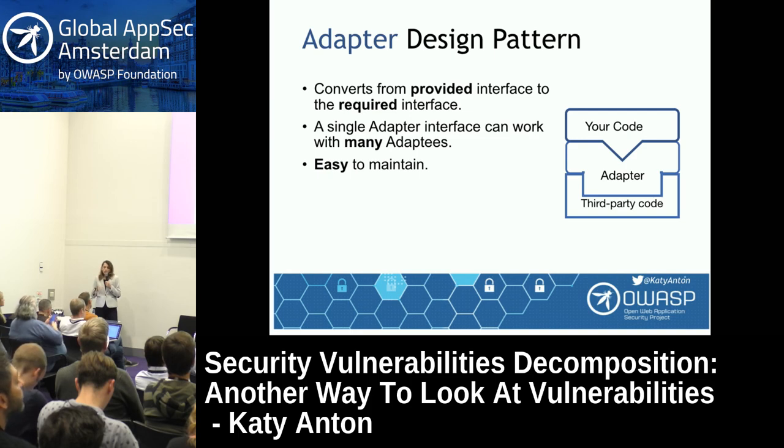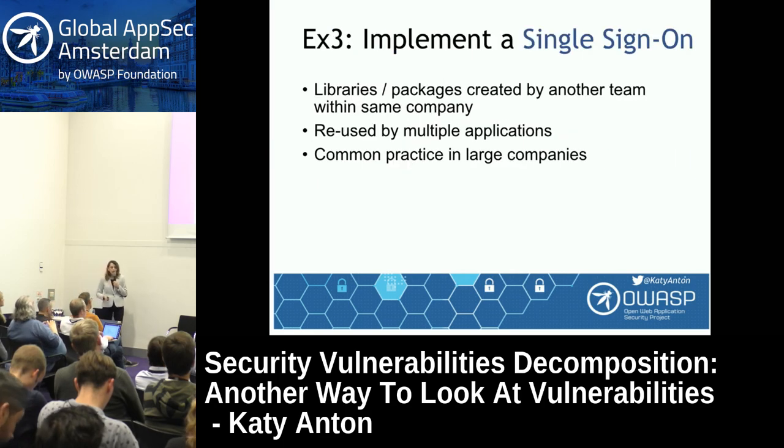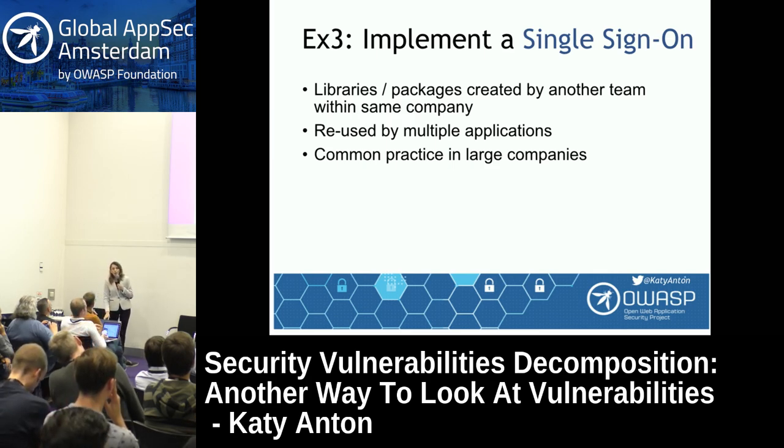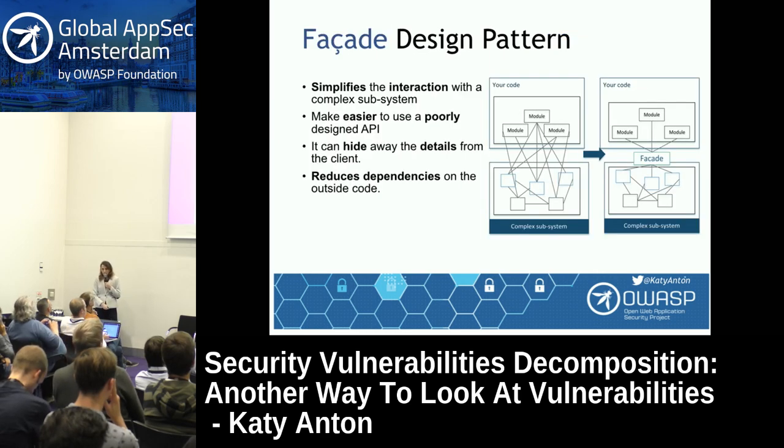And the third example that I will give is the scenario when you use in your software a library that has been developed by another team within the same company. A good example of this is single sign-on, which is quite commonly used in many companies these days. It can be quite complex, so this package can get quite cumbersome. So for this scenario, when you need to simplify the interaction between a complex subsystem and your own one, you can use the facade design pattern.